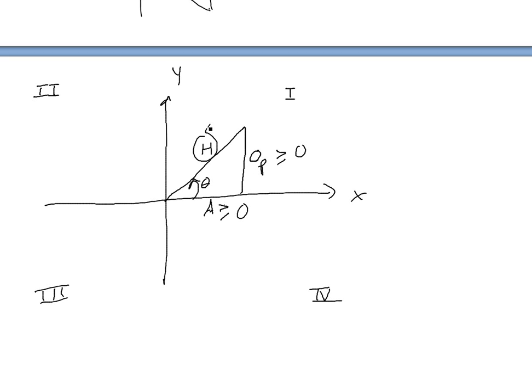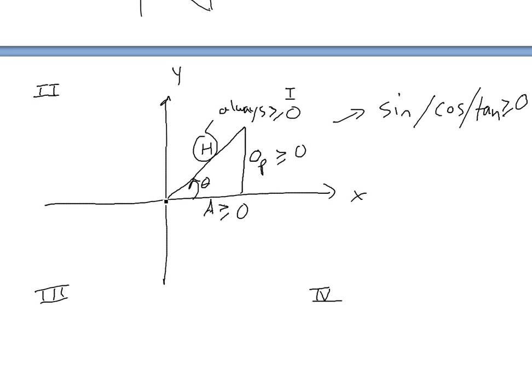This one is always greater than or equal to 0 because it's just a distance. Think about the y-axis: if it's going down, it's negative. For x, if it goes this way, it's negative. So in this quadrant all of them are positive. Sine, cosine, and tan are all greater than or equal to 0.